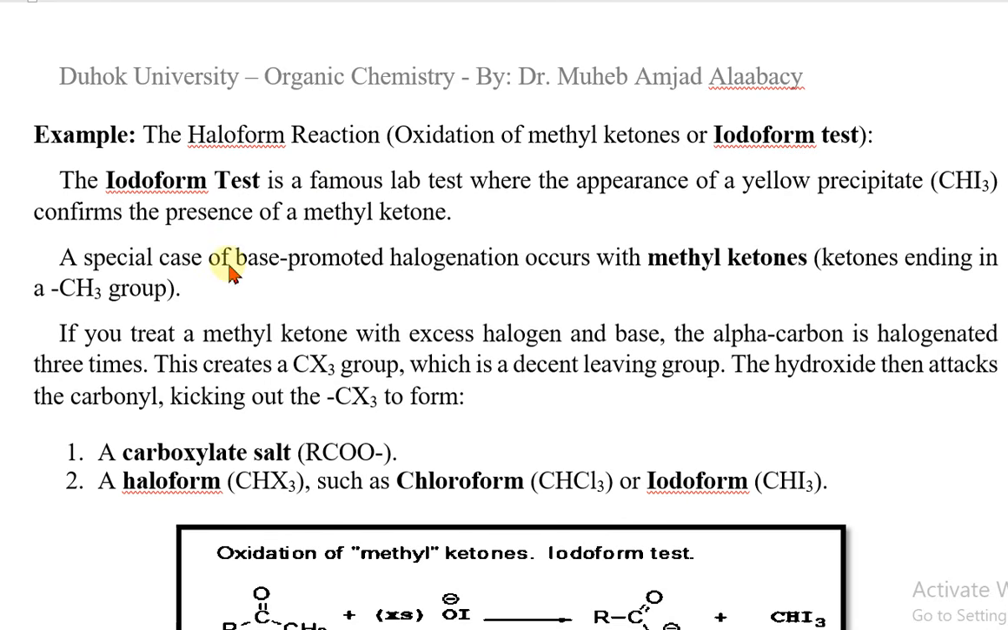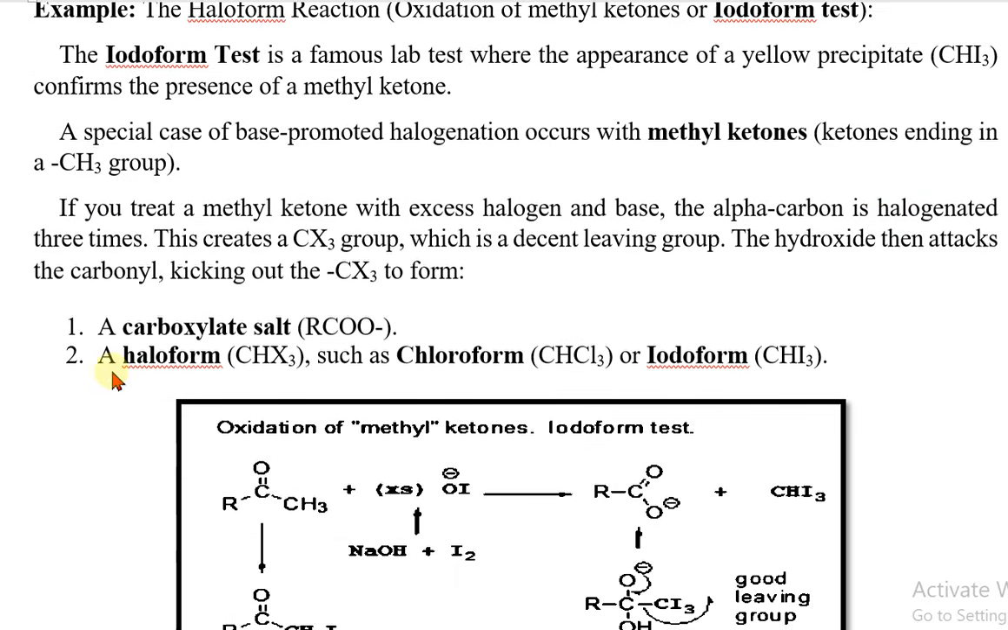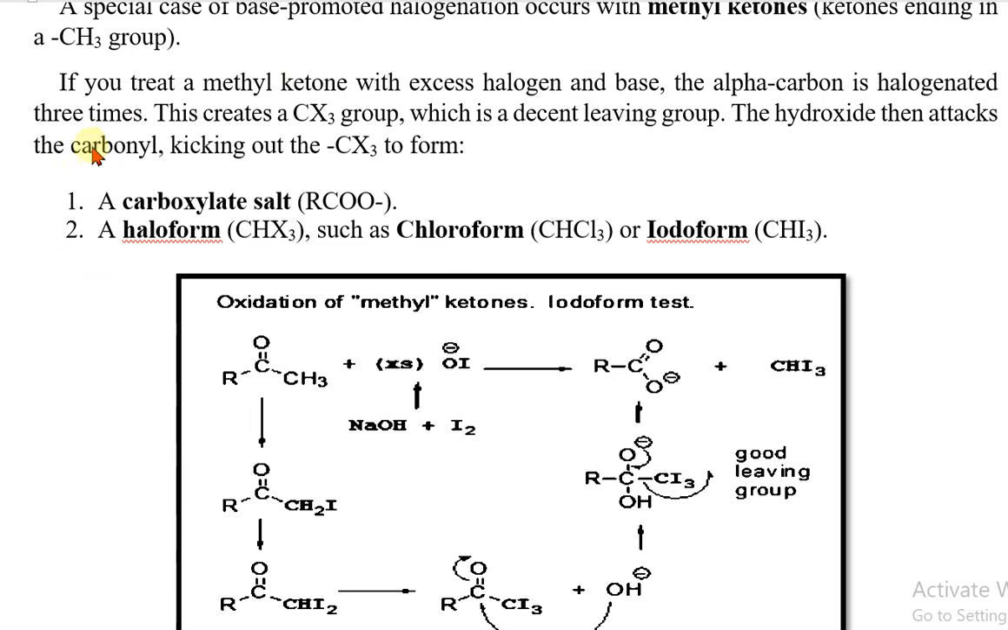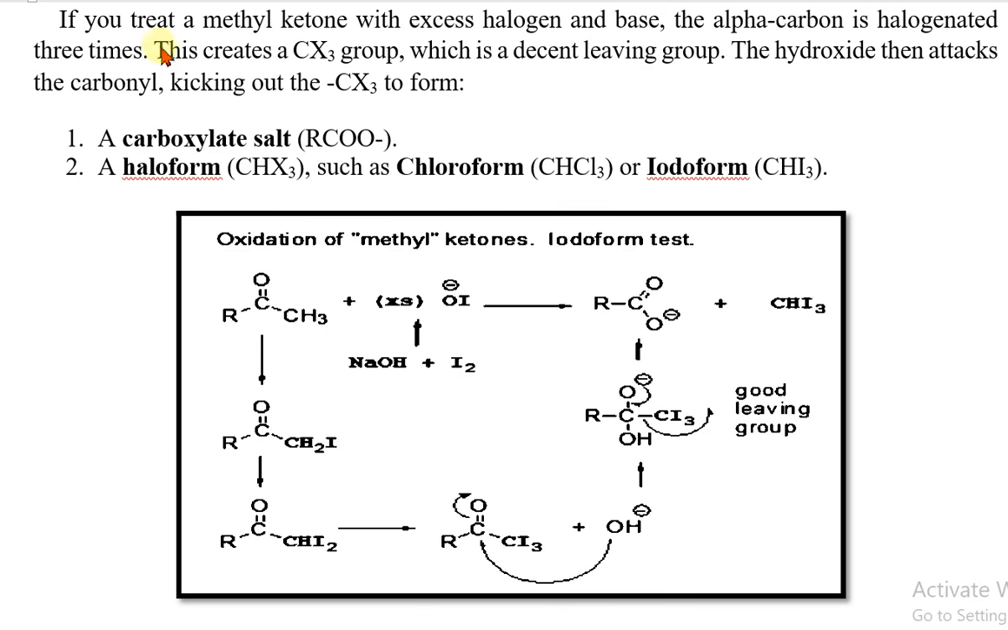A special case of base promoted halogenation occurs with methyl ketones. If you treat the methyl ketone with excess halogen and base, the alpha carbon is halogenated three times. This creates a CX3 group, which is a good leaving group. The hydroxide then attacks the carbonyl, kicking out the CX3 as shown here.